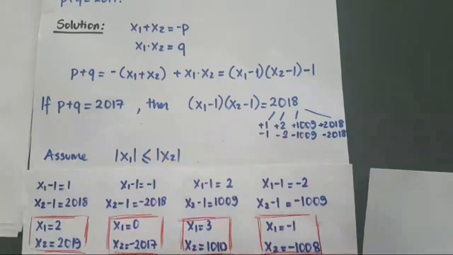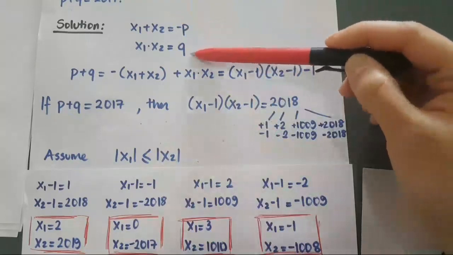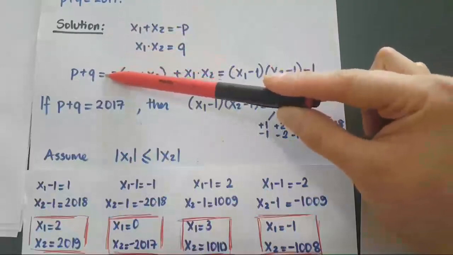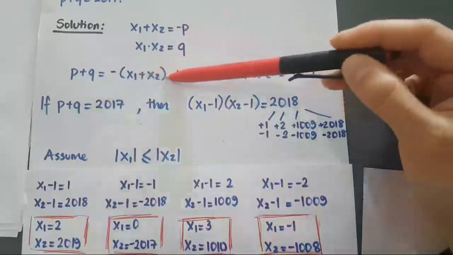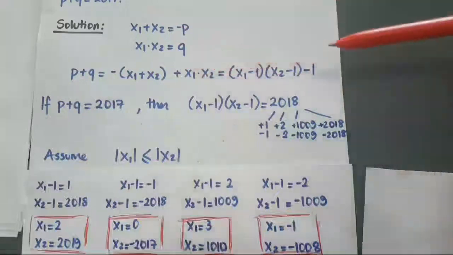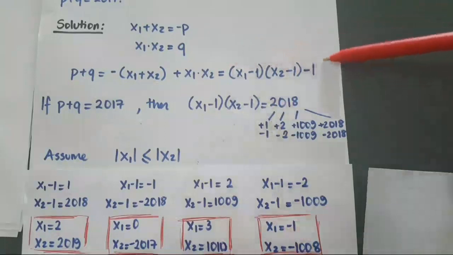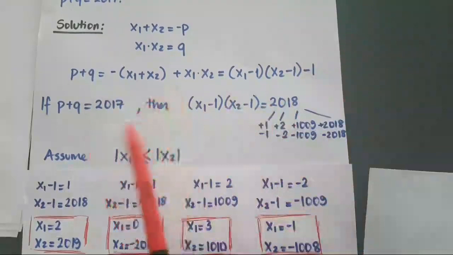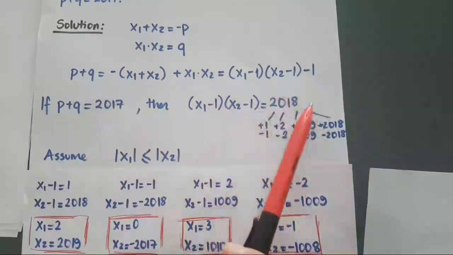What did I do? I used Vieta. The theorem says the sum of the roots is negative p, and the product of the roots is q. Then I have written p plus q. P plus q in terms of x1 and x2 is minus x1 plus x2 plus x1 times x2, which can be factorized as x1 minus 1 times x2 minus 1, but we have to subtract 1. From here we get x1 minus 1 times x2 minus 1 is equal to 2018.